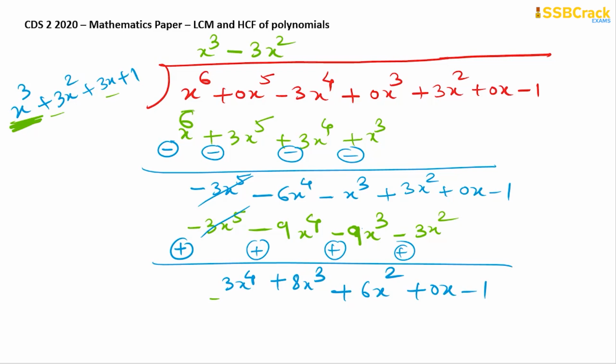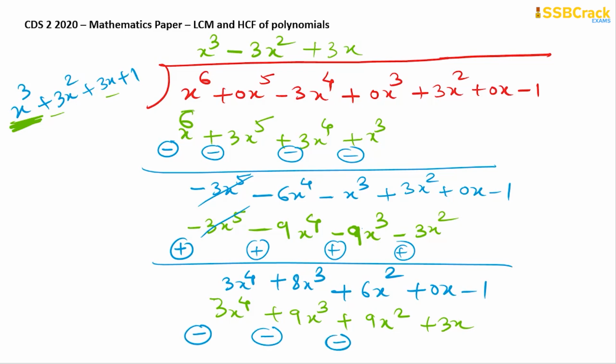So we require plus 3x. So plus 3x into x cube will be 3x to the power 4. Plus 3 into plus 3 will be 9x to the power 3. Then plus 3x into 3x will be plus 9x square. Then plus 3x into 1 will be plus 3x. And again change the sign before you move on. So minus, minus, minus, minus. And its resultant I would like to write on the next line.